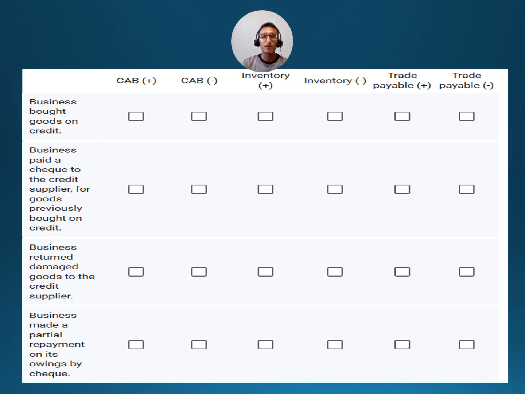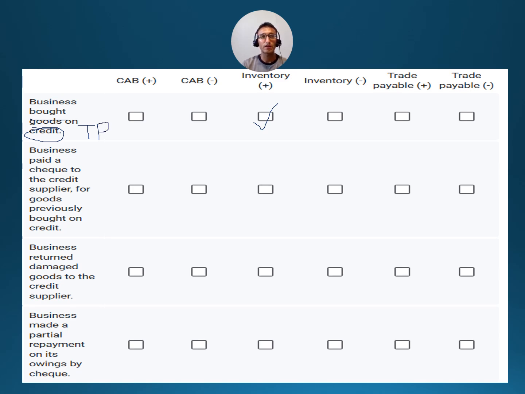Okay, moving on to the last slide on this page or on this video. Business bought goods. So we know by now goods are inventory. Business has more inventory. Inventory increases. However, this wasn't purchased paying cash, right? It was purchased on credit, which means the business owes the supplier. Since they owe the supplier, we have to record it in the trade payable account.